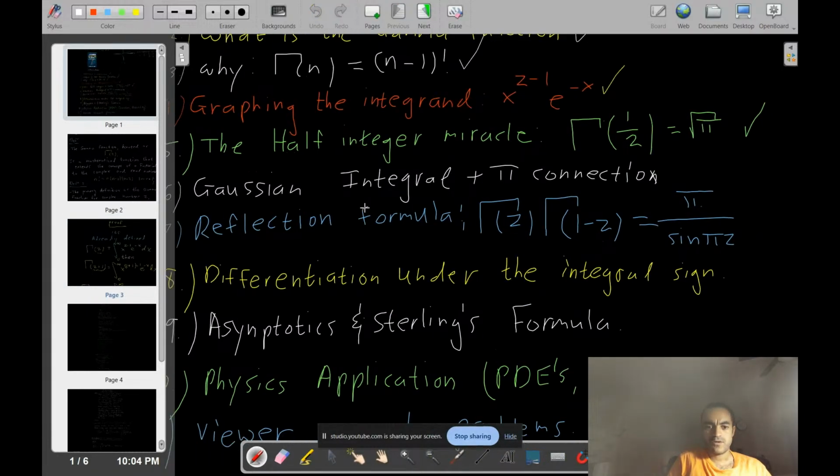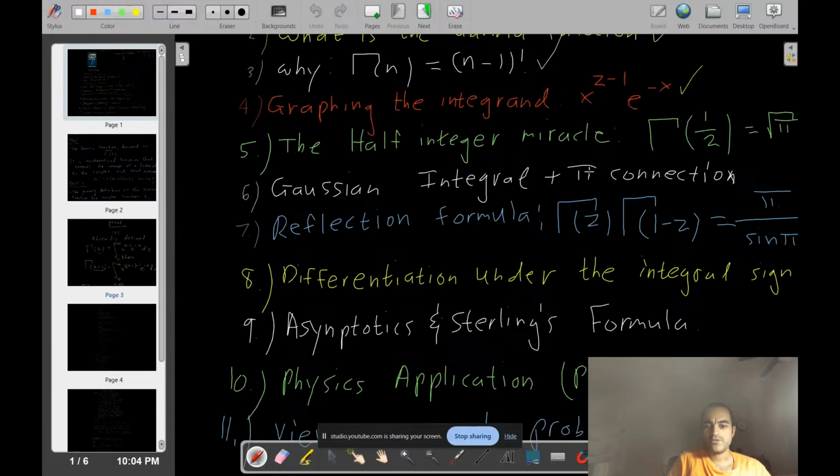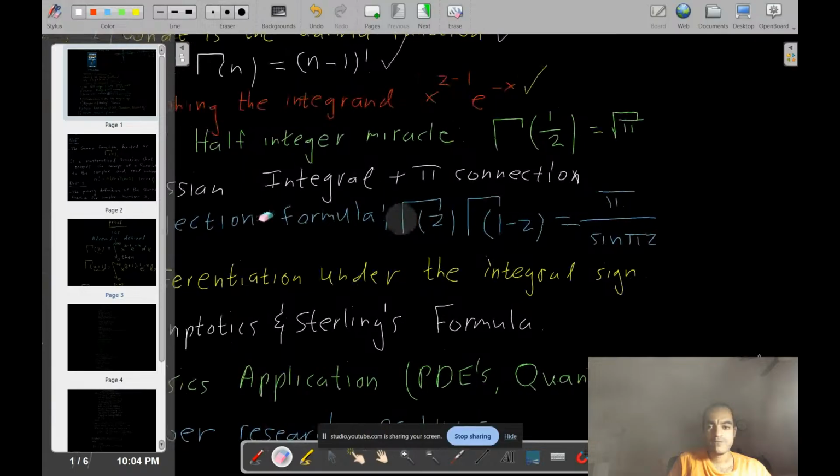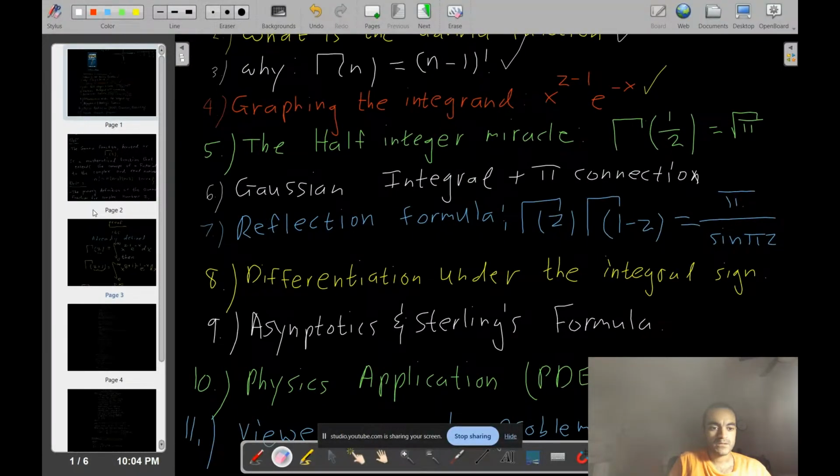So let's see where we're at here. Another thing. We didn't do 5 yet. So we want to show that gamma of 1/2 is root pi. Why is that? Let us go and do that.